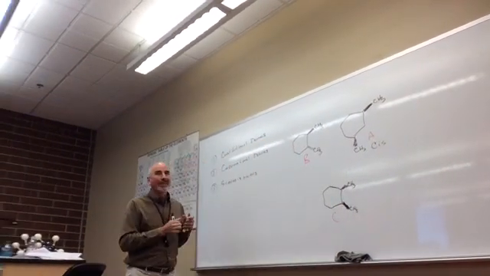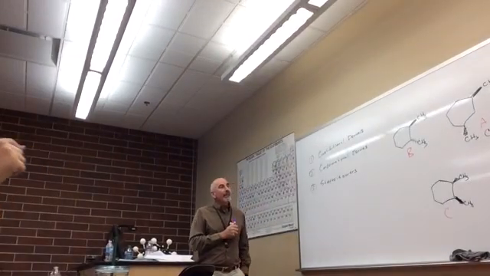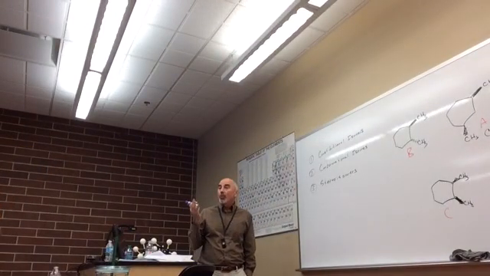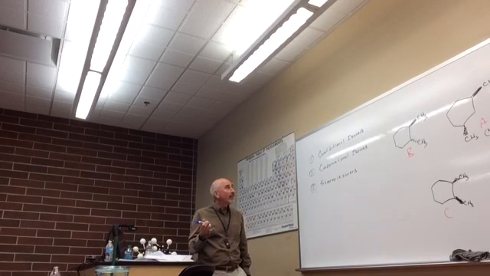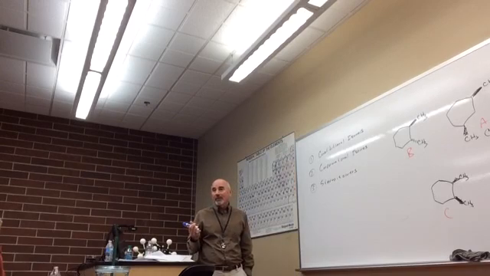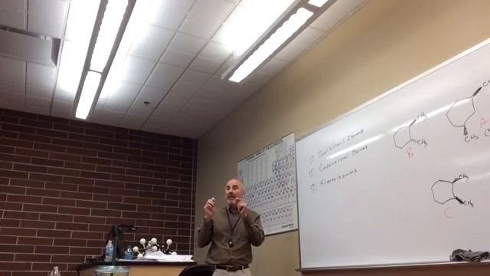There we go. A and B, one of them's name is 1,2 dimethyl, and the other one's name is 1,3 dimethyl. So those are definitely constitutional isomers of each other. Okay? Because they have different carbon-carbon connectivity.